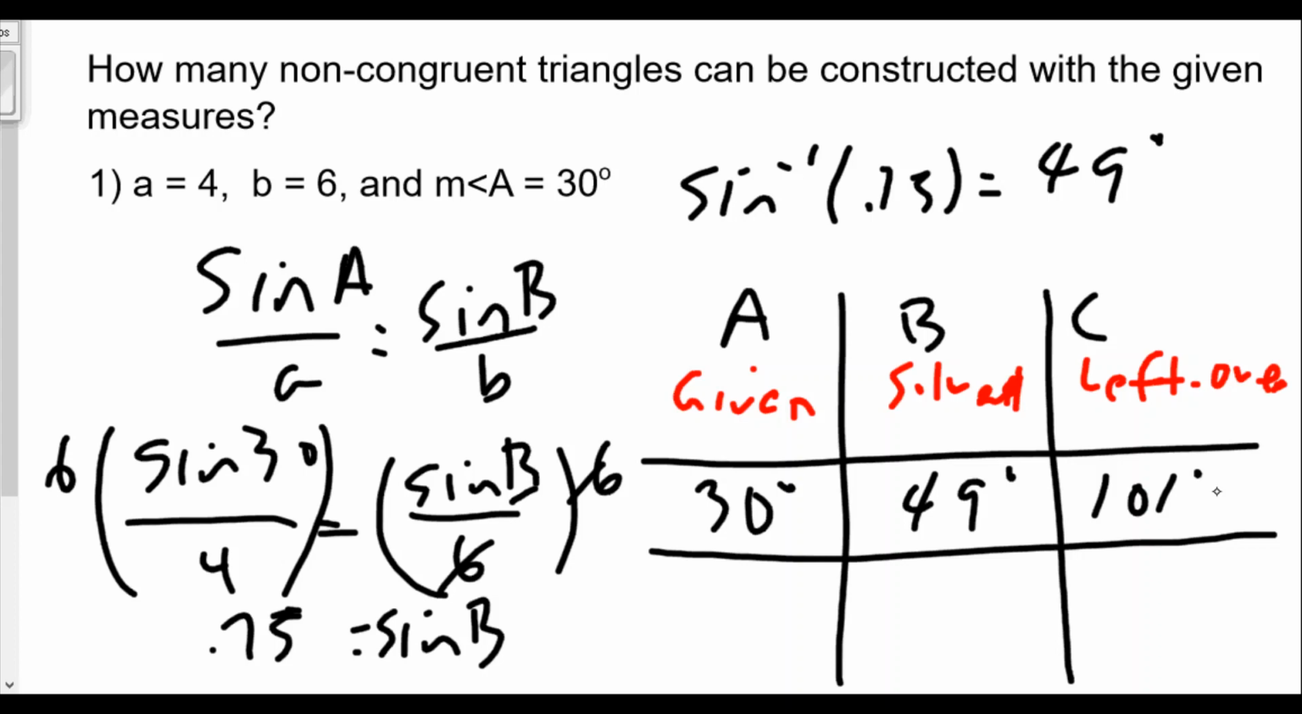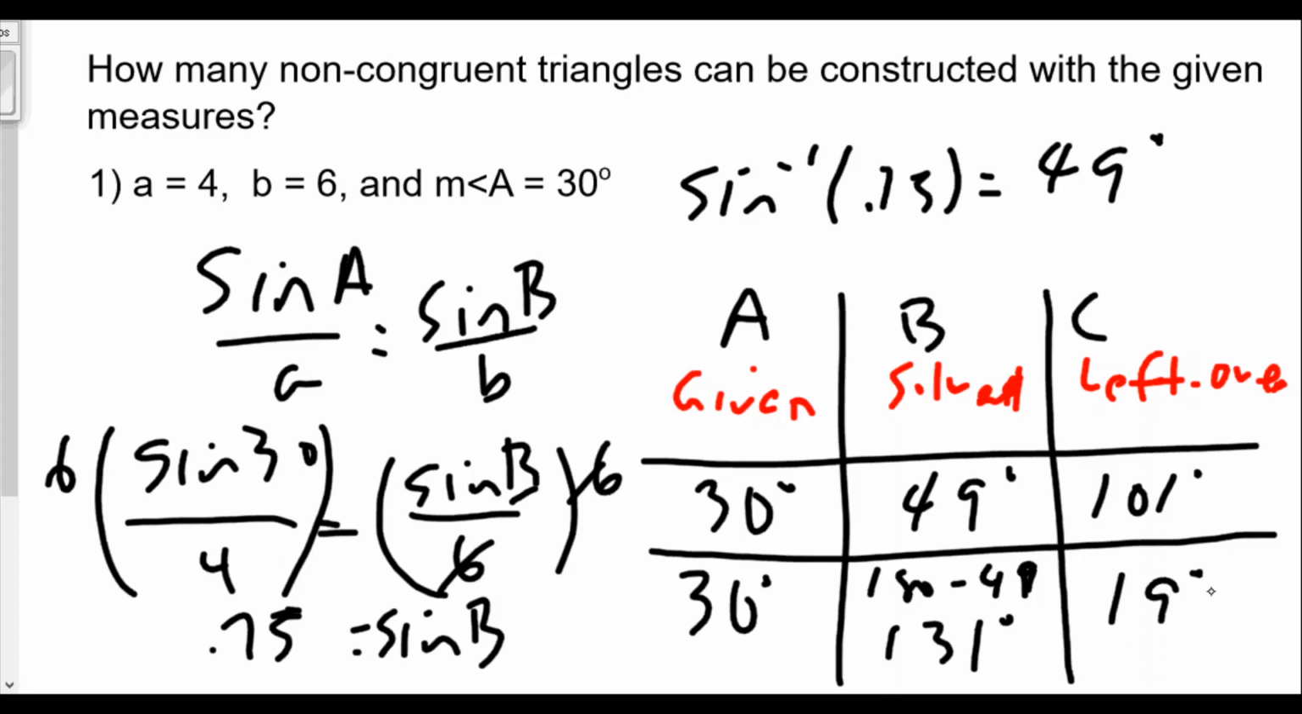Here, we also look at 30 degrees and the supplement of 49, so 180 minus 49, which I believe is 131 degrees. That would mean the leftover angle C would have to be 180 minus 30 minus 131, or 180 minus 161. So 180 minus 161, I believe, is 19 degrees.